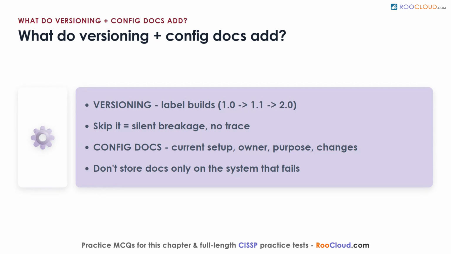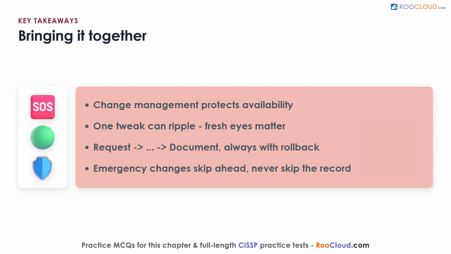Configuration documentation records each system's current setup, who owns it, its purpose, and every change layered onto the baseline. Keep it current, but remember one trap. If you store it only in a file on the very system that goes down, it is useless exactly when you need it most. So let's bring it together.